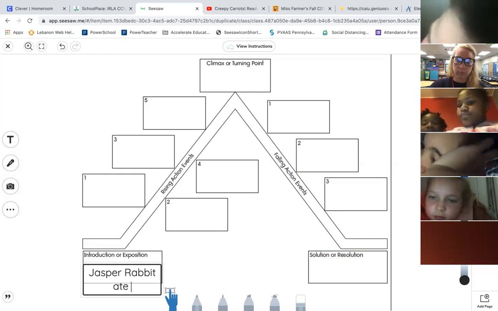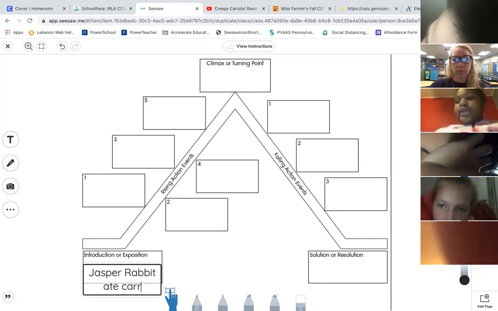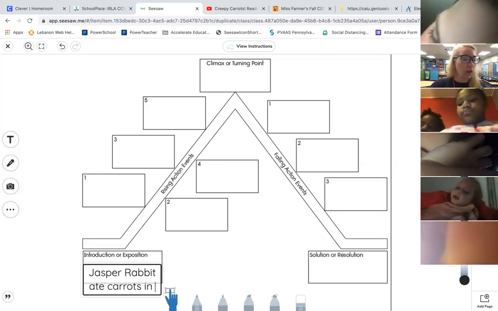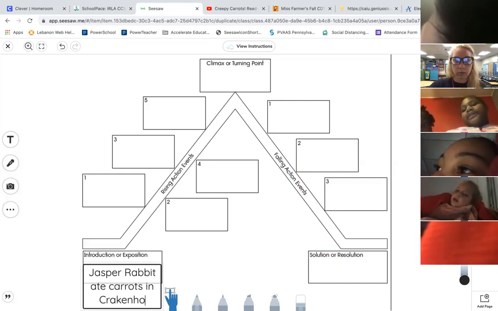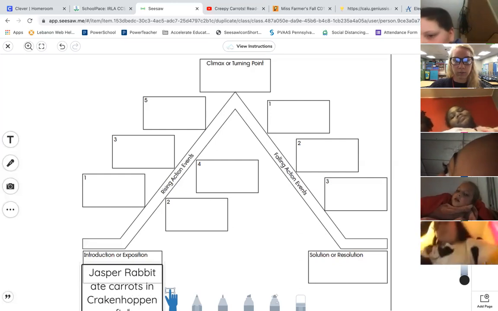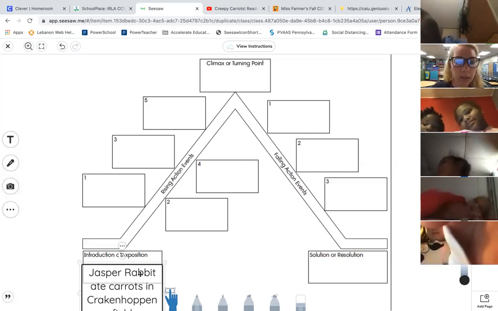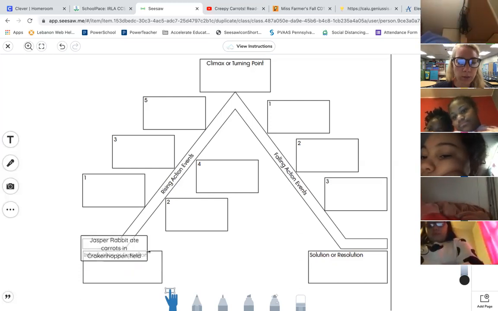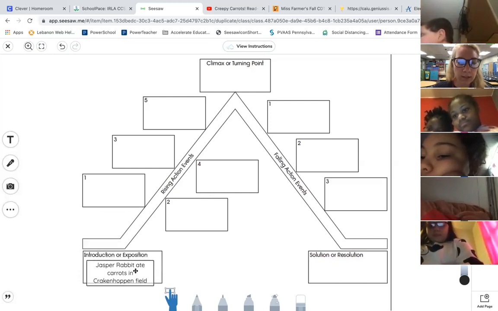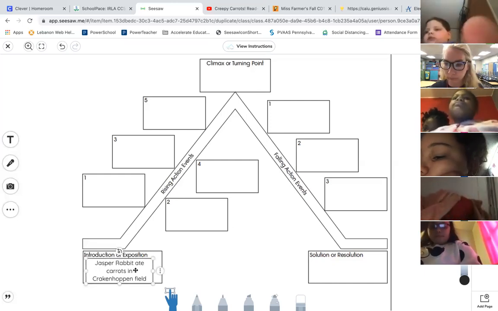"Jasper Rabbit ate carrots that were in the ground. And every time he went to school, he picked them." No, that's not yet. Yeah, you're right. Not yet, because that was a lot of details you gave me. So we just want to know kind of the who and where. So we got Jasper Rabbit, carrots, Krakenhopper.